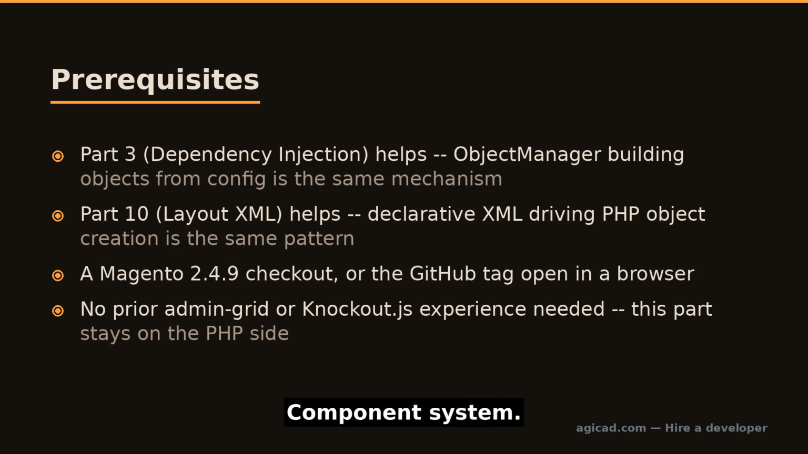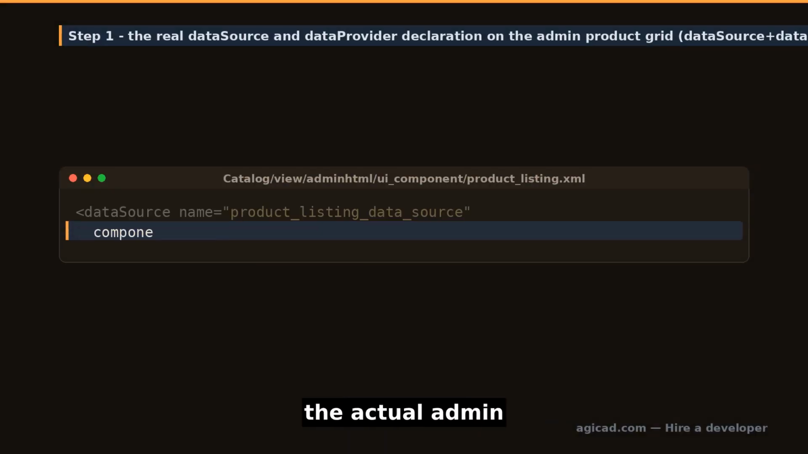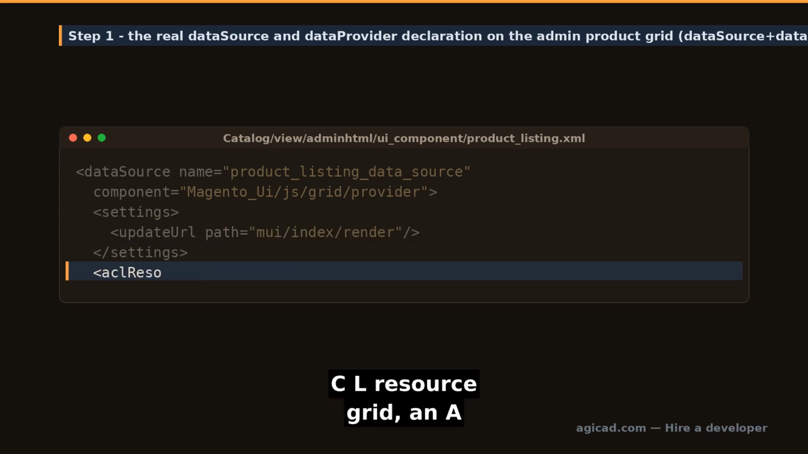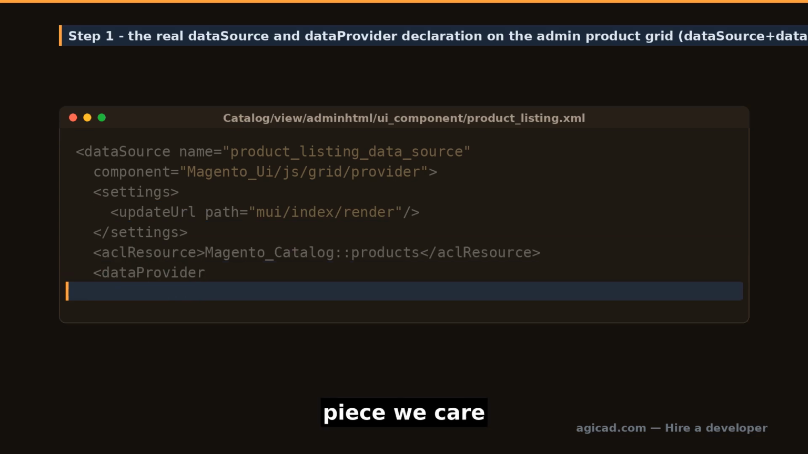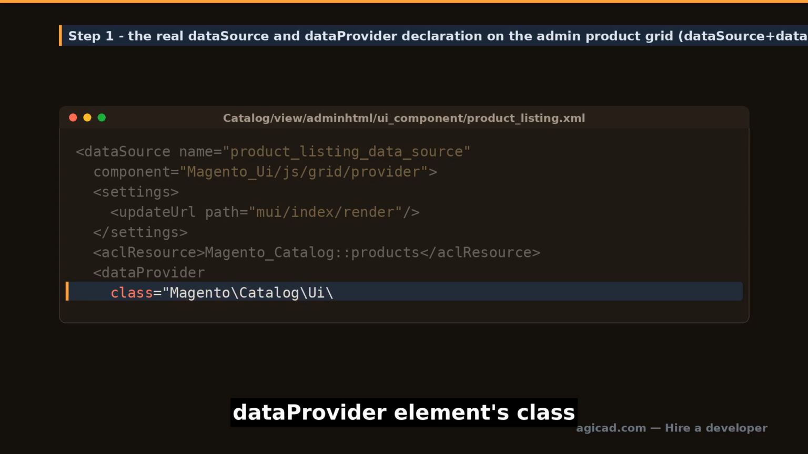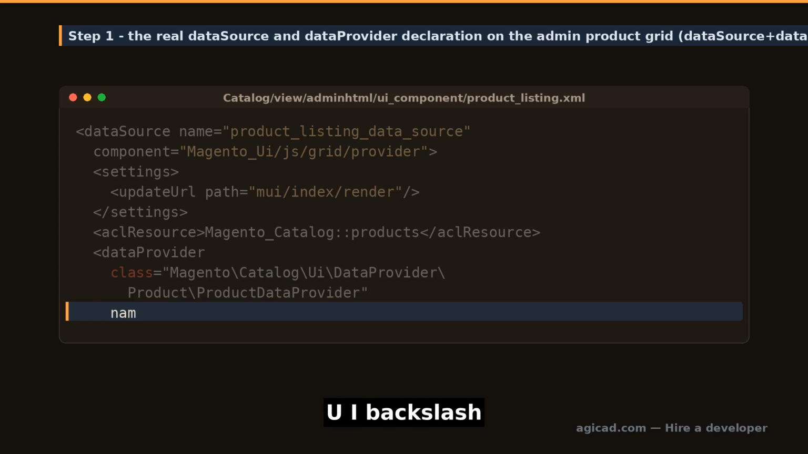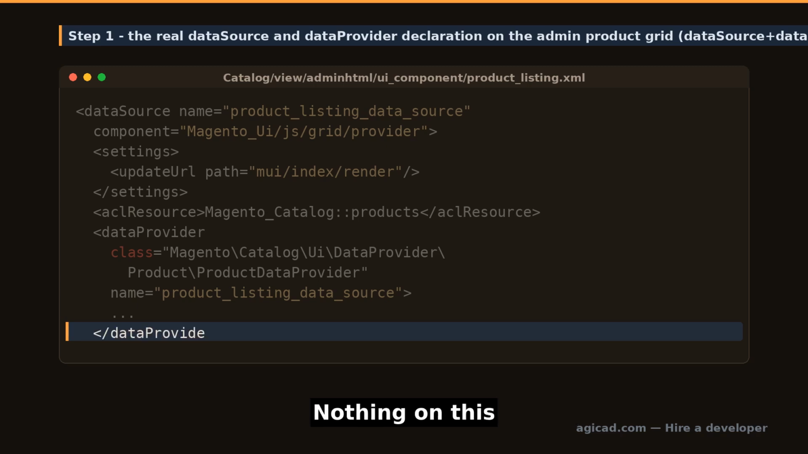This is the real dataSource and dataProvider block from the actual admin product grid's XML file, trimmed only where marked. The dataSource element names a JS component for the front-end half of the grid, an ACL resource gate, and an update URL the browser pulls. But the piece we care about is the dataProvider element's class attribute, a bare string, Magento\Catalog\Ui\DataProvider\Product\ProductDataProvider. Nothing on this page instantiates anything.